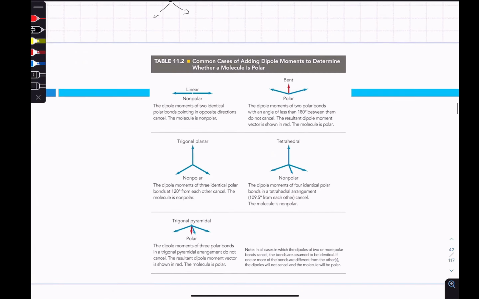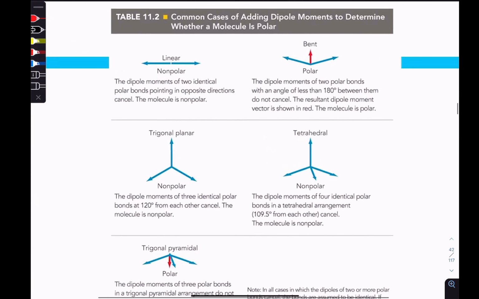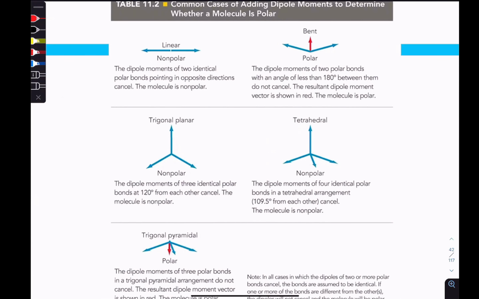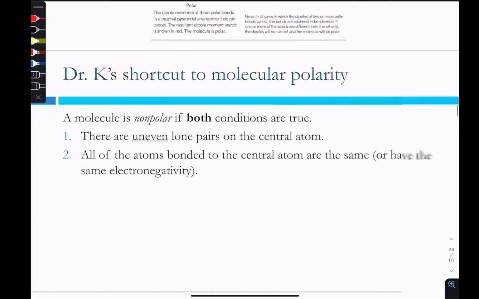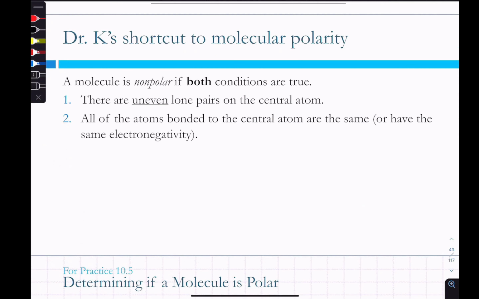Oh yeah, here's some more vectors, adding them together. So assuming that all of these are the same, things like linear, trigonal planar, and tetrahedral will all be nonpolar. Trigonal pyramidal will be polar. Now they have it drawn here with the atoms there, but there's a lone pair on top also. And then bent will also be polar. And the easy shortcut is if there are uneven lone pairs.